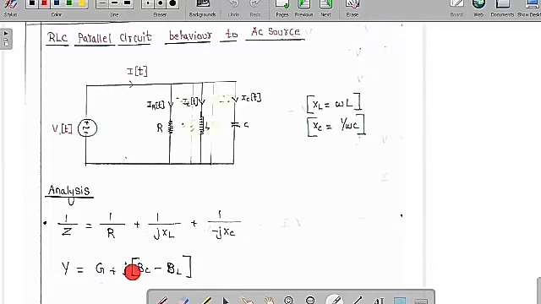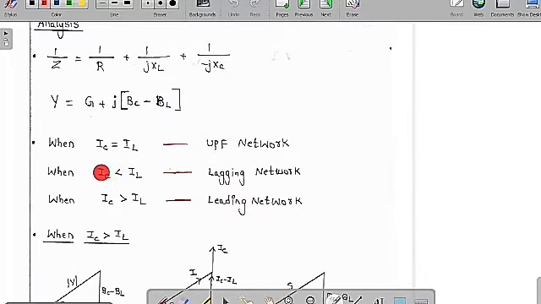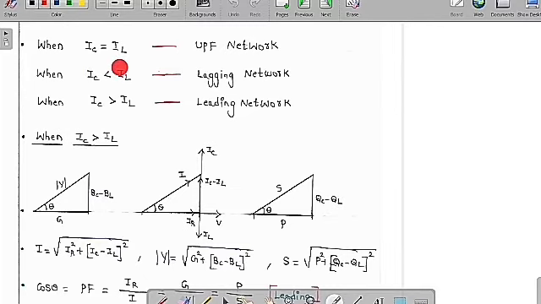Therefore G plus j into, where 1 by XL is BL and 1 by XC is BC. With this simplification, 1 by Z is Y and 1 by R is G, so we are going to get Y is equal to G plus j into BC minus BL, where BC is the susceptance of the capacitance and BL is the susceptance of the inductance. Then what is going to happen? If IC is equal to IL, the overall current is equal to the resistive current, so we simply say it is a unity power factor network.